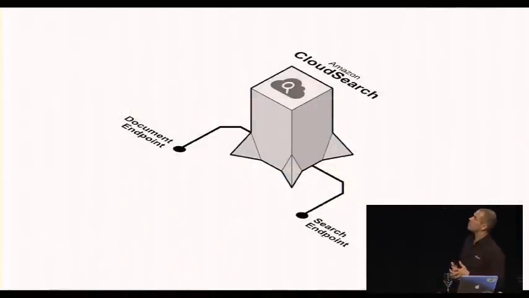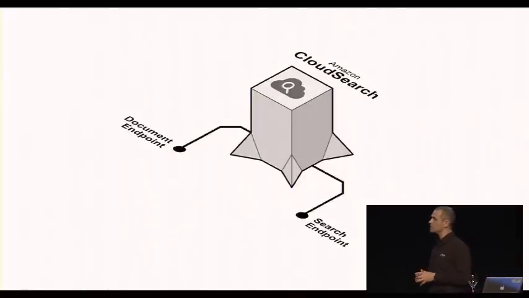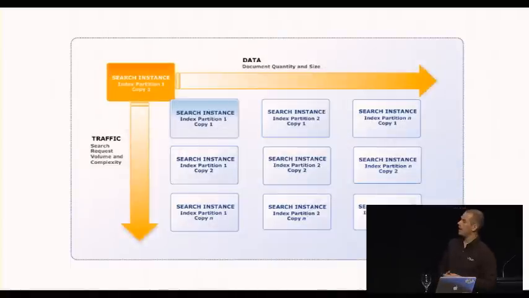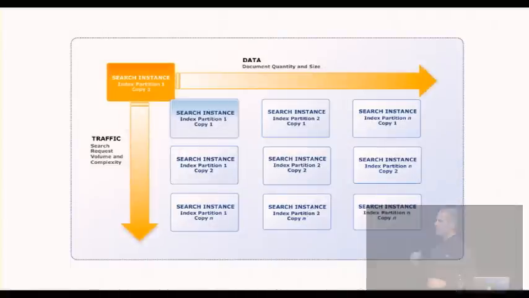The way CloudSearch works is we have two endpoints. One is a document upload endpoint, which is where we send our content to. And then we also have a search endpoint. This is where we make API calls to do the searches. And as we can see here, as the amount of data grows and also the amount of traffic grows, AWS automatically scales out our CloudSearch service.